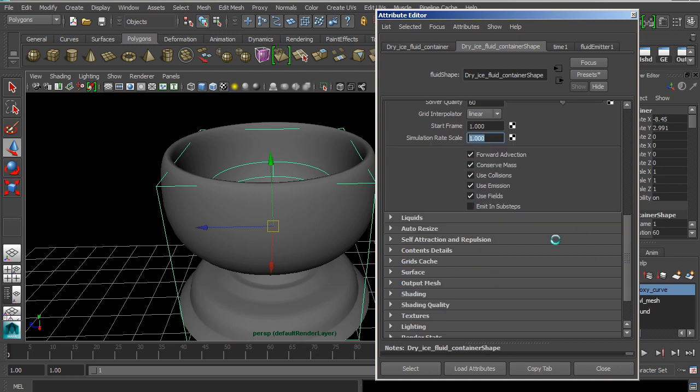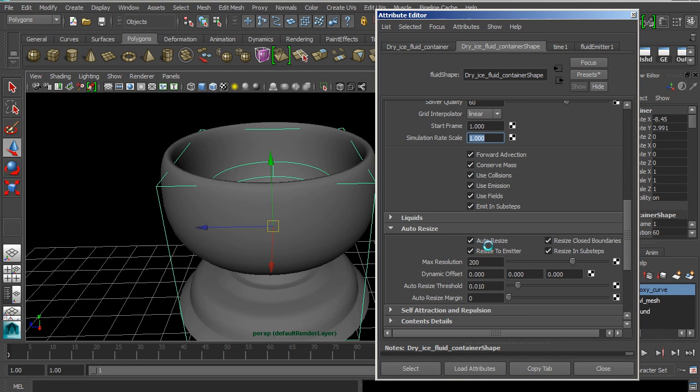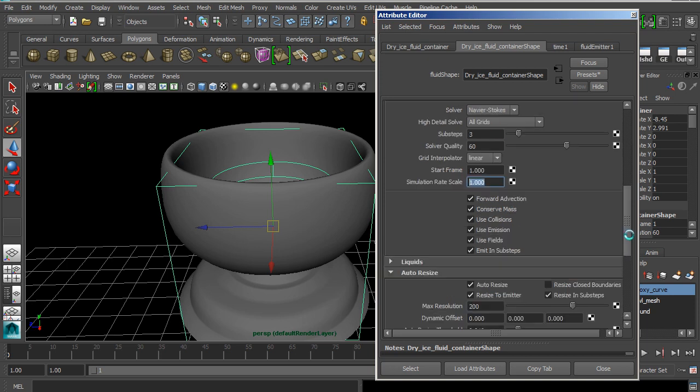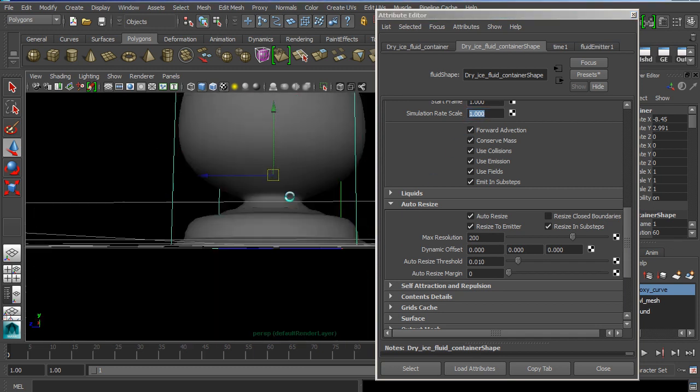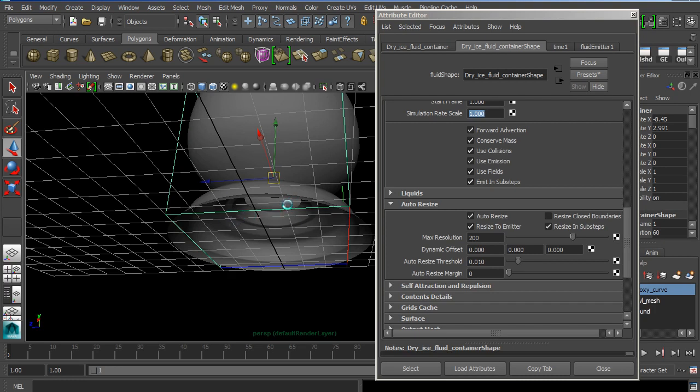Of course, I'm going to keep the substeps on, so that it will calculate in the substeps, which is again a refinement of the fluids. And of course the auto resize is very important. We will use the resize to emitter, and be careful to switch off the resize closed boundaries, otherwise there will not be any use of keeping the boundary set to none or to the minus y axis, which is what we considered, the boundary minus y.